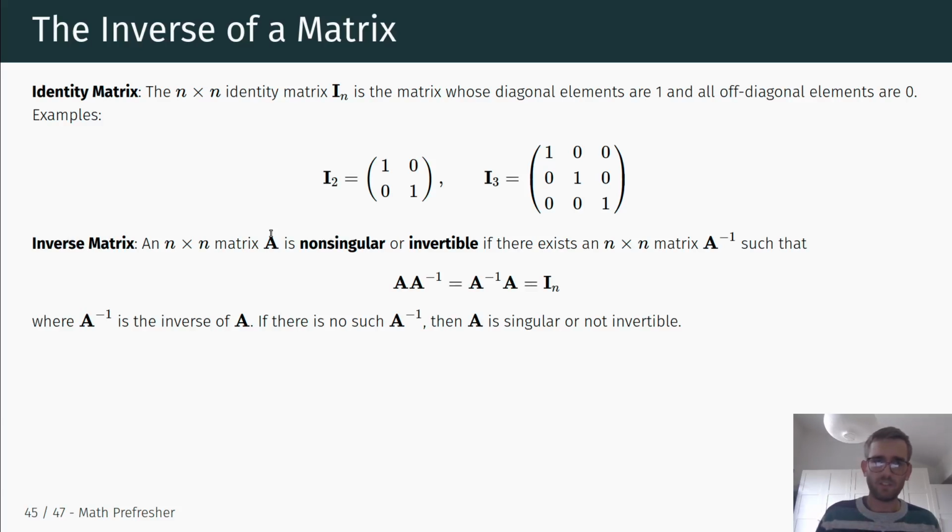Then, if we know what an identity matrix is, we can also define the inverse of a matrix. First, we call an n by n matrix A non-singular or invertible if there exists an additional n by n matrix A to the power of -1, so A inverse, such that A times A inverse is equal to A inverse times A. So we can switch around the order because the results of these two matrix multiplications are the identity matrix.